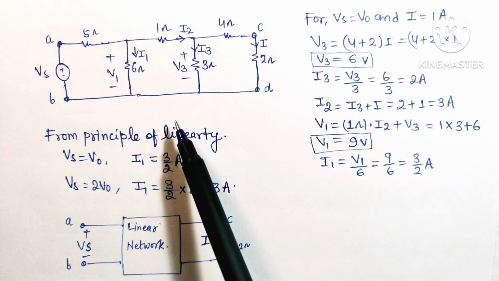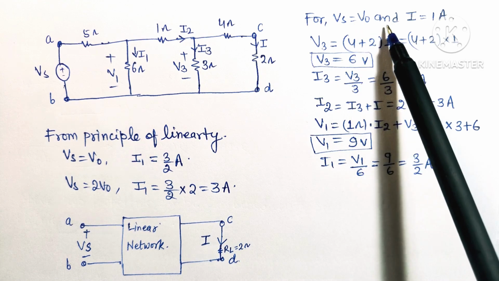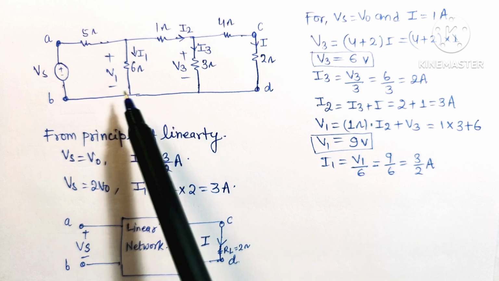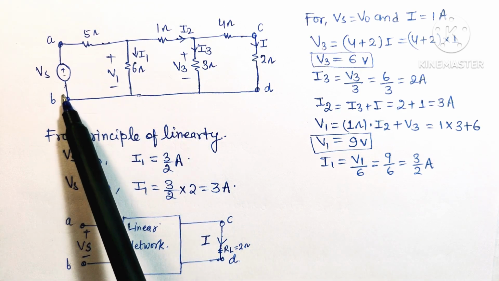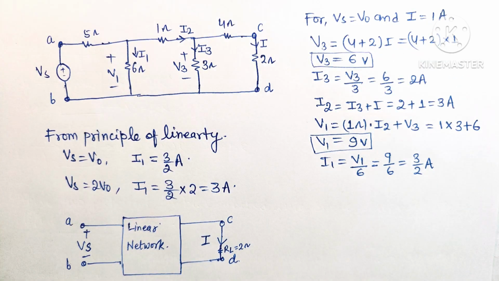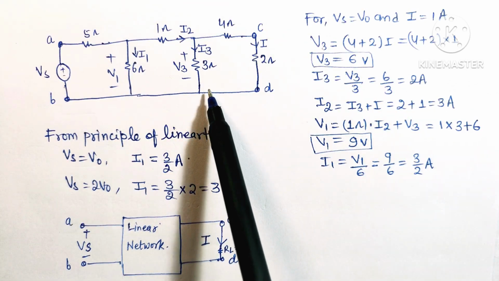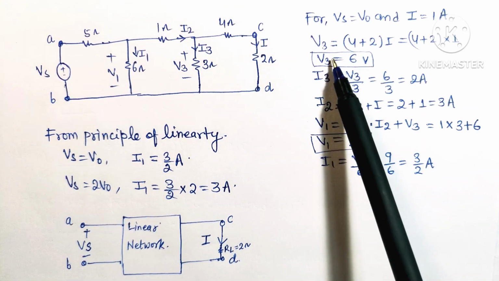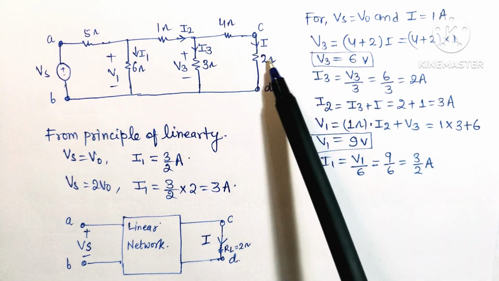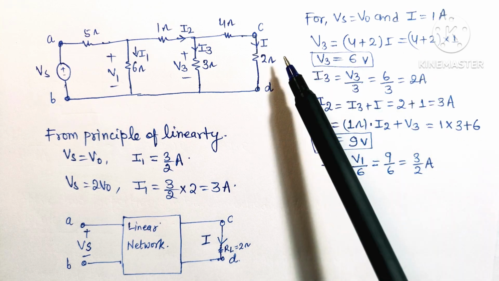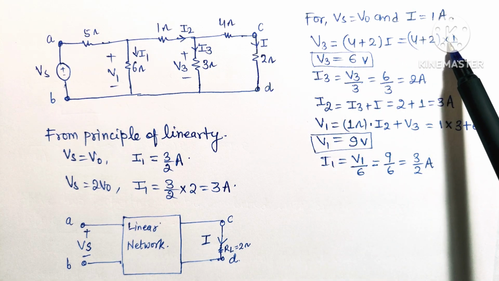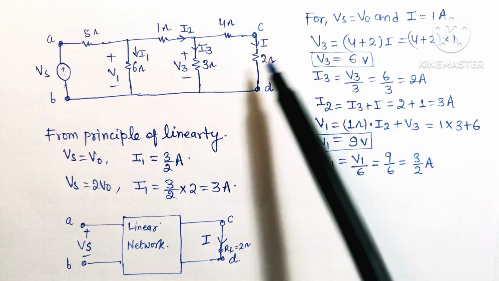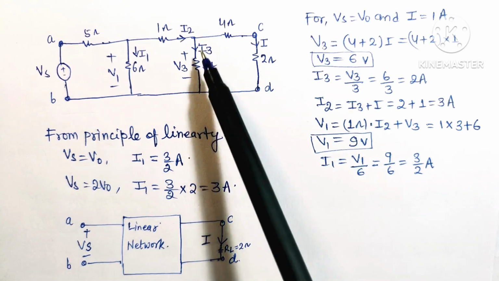Here is the circuit given in the question, and it is given that if Vs is equal to V naught, then I is equal to 1 ampere. So we will use this information in our circuit and try to find the current I1. If Vs is equal to V naught, then current I is equal to 1 ampere. From the circuit we can see that the V3 voltage can be written as the voltage across the 4 ohm and 2 ohm resistance. So V3 is equal to (4 plus 2) into I. As it is given that I is equal to 1 ampere, we put the value of I here and we get V3 is equal to 6 volt across the 3 ohm resistance.